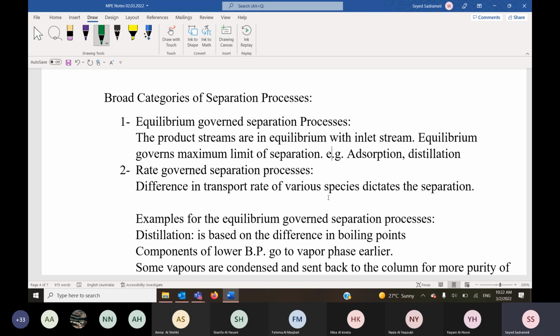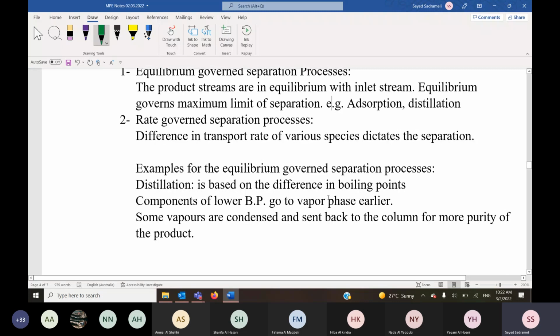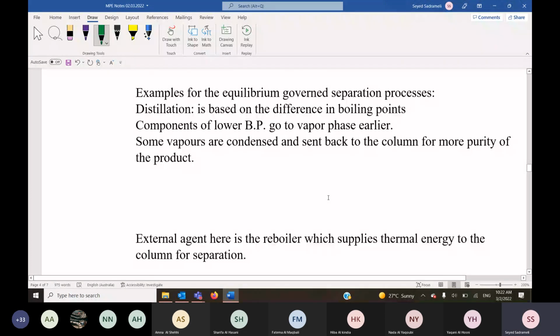Examples for equilibrium-governed separations are distillation, which is based on the difference in boiling points. So if you have two materials with different boiling points, you can separate them in the distillation column. The component of the lower boiling point goes to the vapor phase earlier, and some vapors are condensed and sent back to the column for more purity of the product.